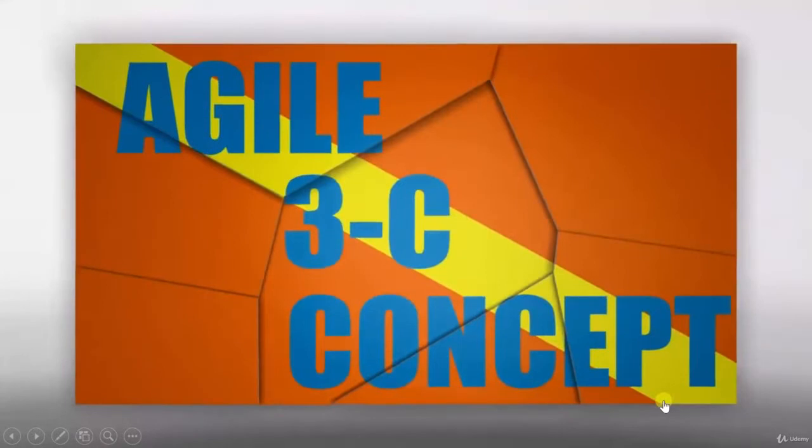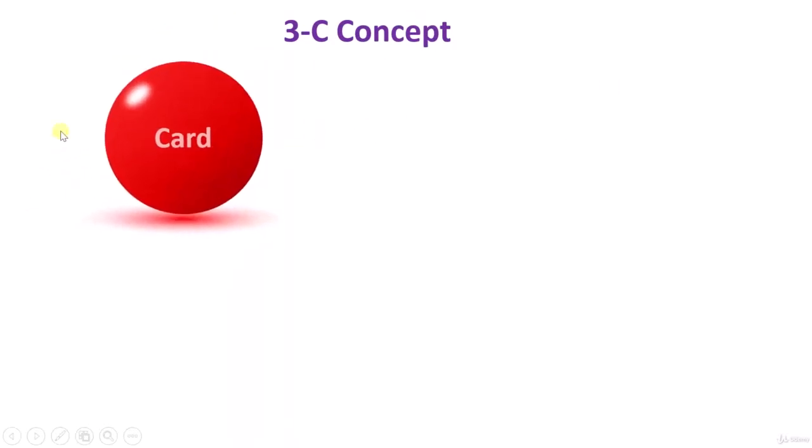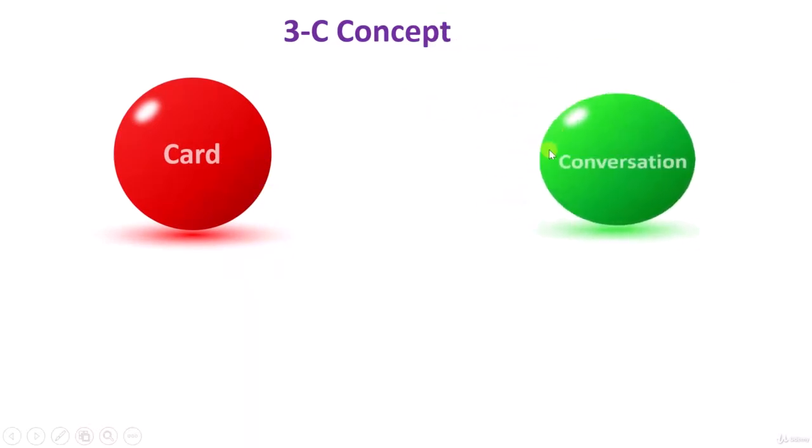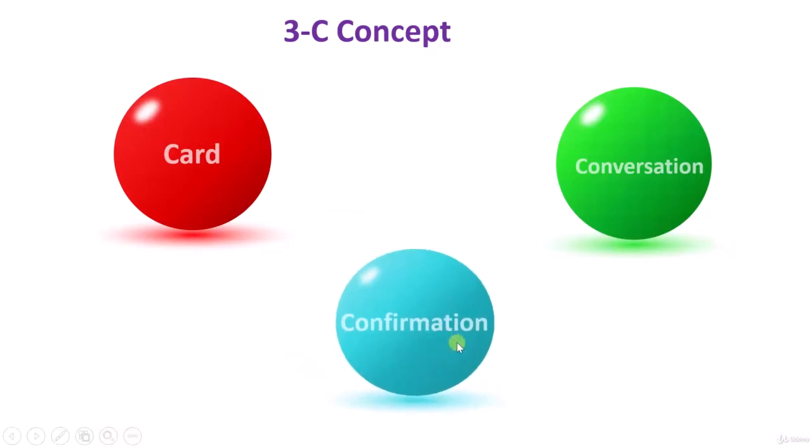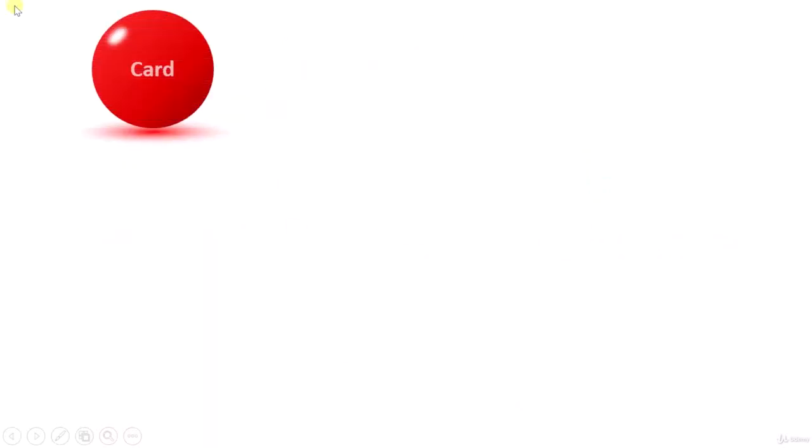In this lecture, again we are going to see a very important concept, that is the 3C concept. Now let's see why this concept is called 3C, because it consists of card, then conversation, and at the end confirmation. You can see that all these words start with C, and that's the reason this concept is called the 3C concept: card, conversation, and confirmation. Now let's discuss each of them.